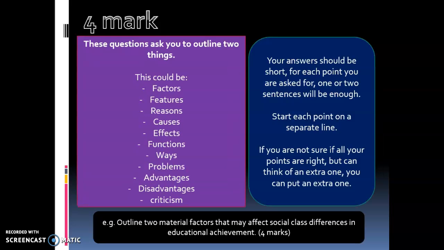So your answers should be short. For each point you're asked for, 1 or 2 sentences will be enough. Start each new point on a separate line. If you're not sure if all your points are right but can think of an extra one, you can put that one down. The examiner will mark all the correct answers.